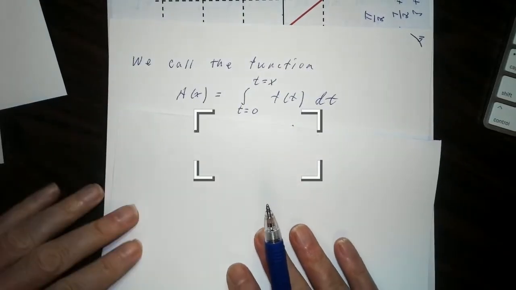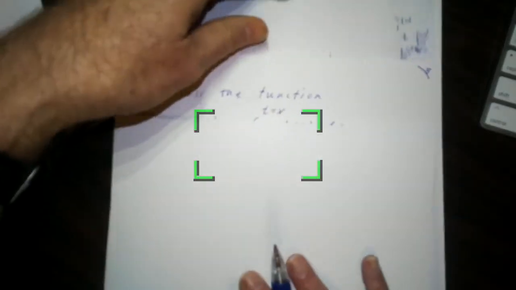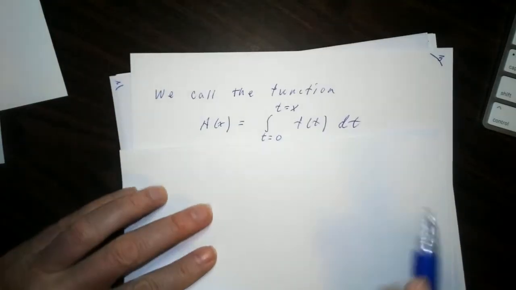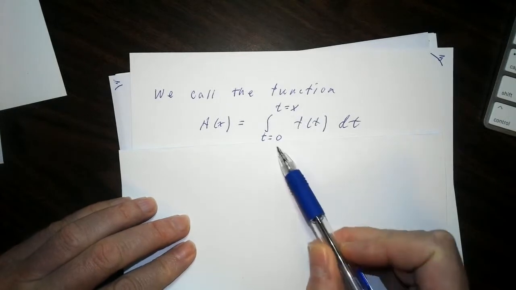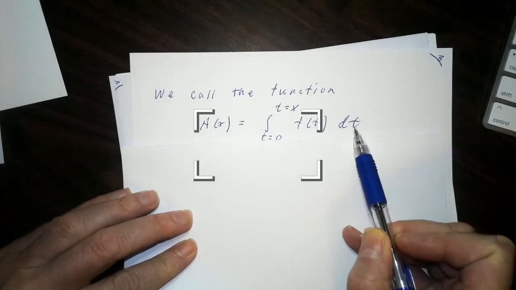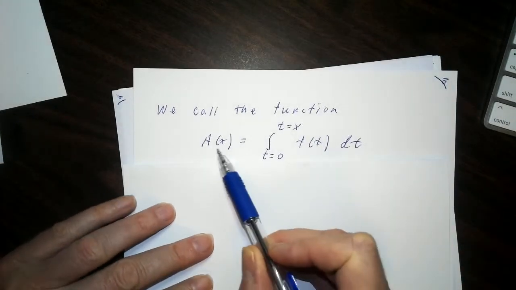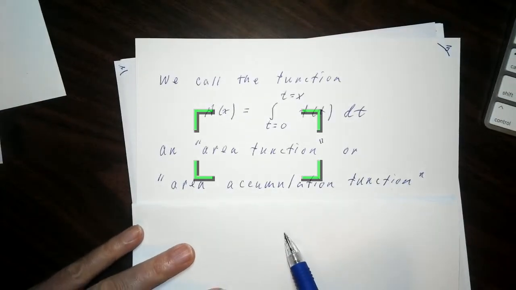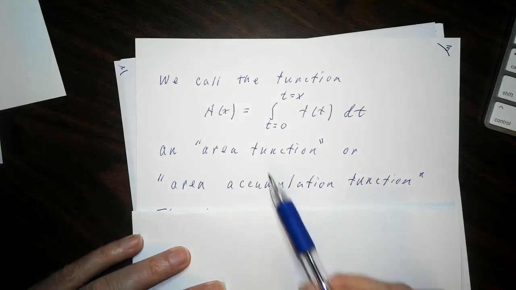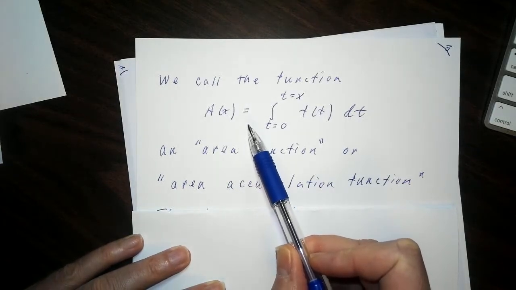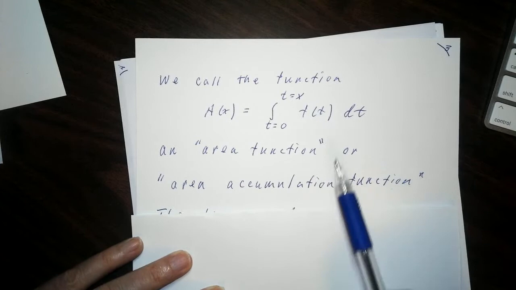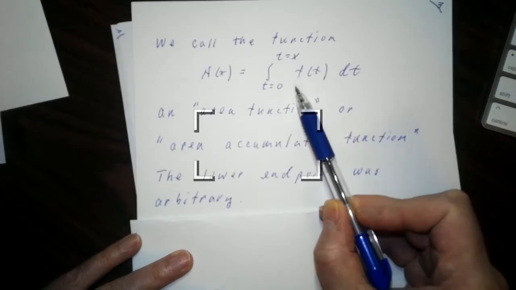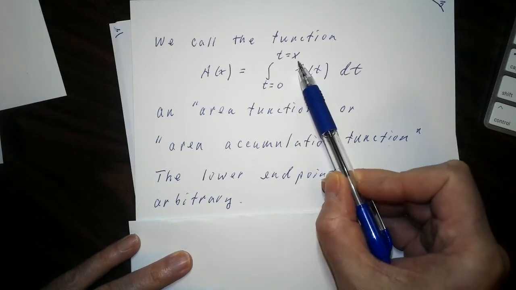We call this function, where we put a variable X up here and we replace the variable of integration with T or something else, an area function, or an area accumulation function. It records how much area there is, signed area, between the graph of F, the horizontal axis, 0, and X.